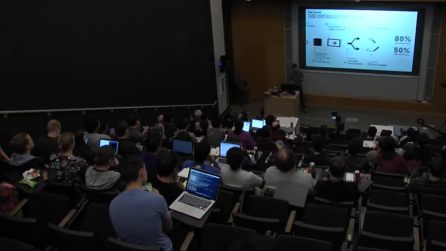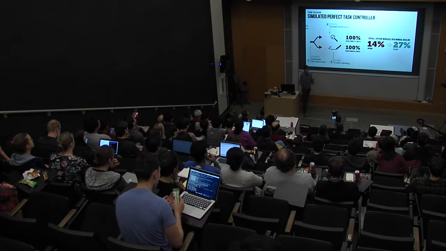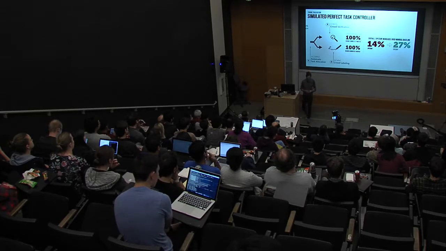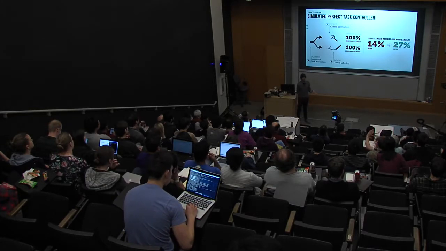So to investigate the effect of the task controller, we simulated a perfect system with 100% success, and we found a speed up from 14 to 27%, which essentially means that a lot of the speed up gains are going to come from improvements in computer vision, which has been a huge focus for us.